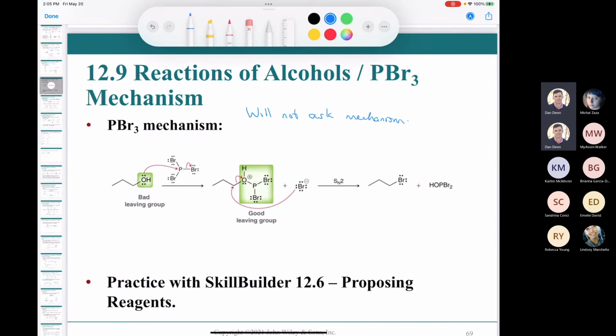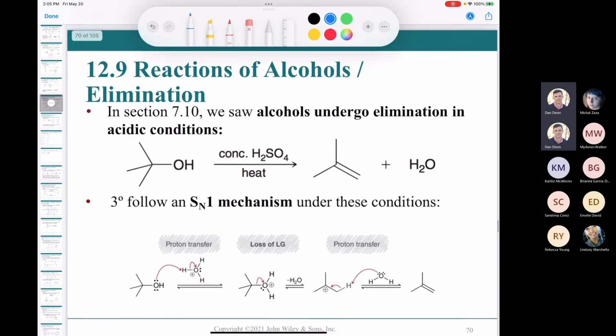All right. Well, let's take a look at some other reactions of alcohols, namely elimination. This is one of my favorite reactions in organic chemistry. It's got such good atom economy and it's so easy to do. Again, if you need more background on this reaction, it would be found in chapter 7, section 7.10.